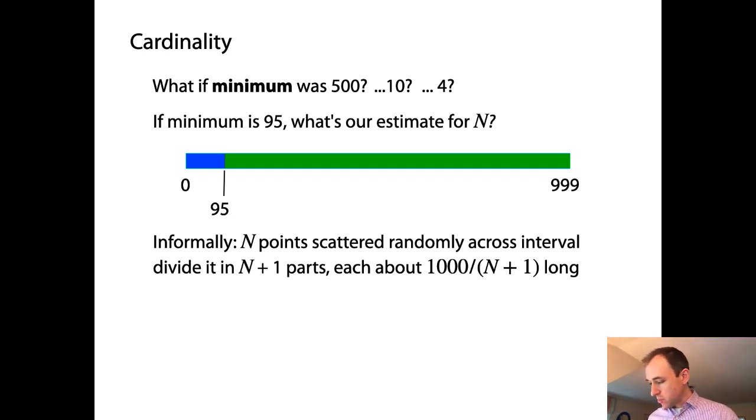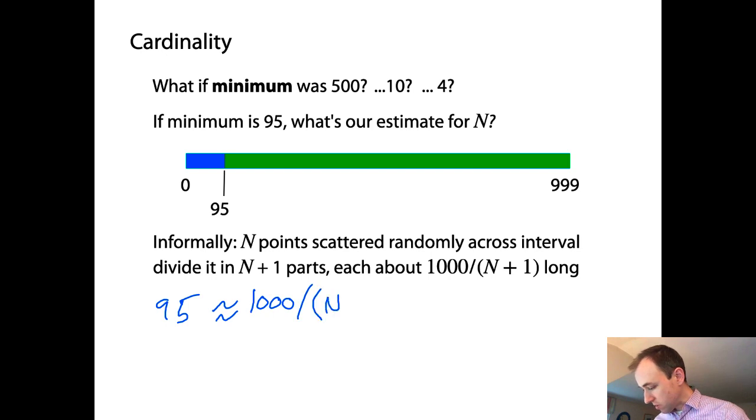Okay, well then now we can write down a guess as to what's the cardinality based just on the fact that the minimum is 95. So what we can say is, the 95 is just the length of one of these partitions. So 95 is about 1,000 divided by n plus 1. And I can just solve for n. All right, so let me multiply by n plus 1 and then also divide by 95. I'll get this.